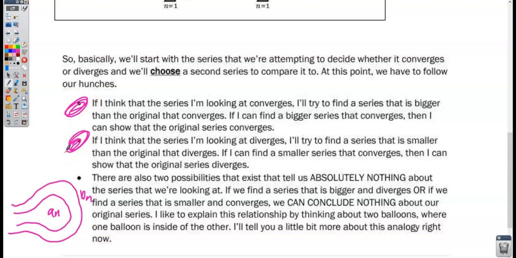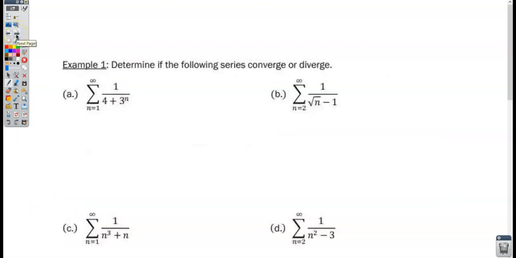All right. So let's go ahead and look at a few examples of using direct comparison and show you what's going on when we're using this in practice. All right. Here we go. Determine if the following series converge or diverge. We're looking at first the sum from 1 to infinity of 1 over 4 plus 3 to the n.